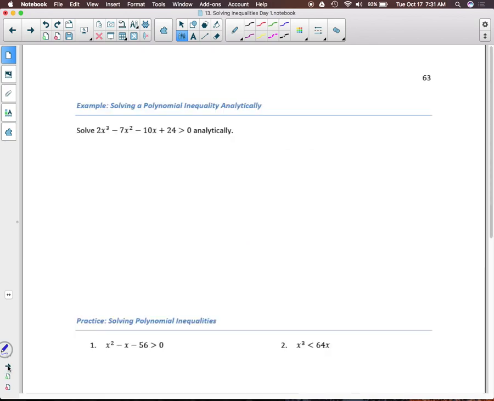So this one. Whew. We're going to try to do it analytically, so that means without the calculator. What that means is I basically need to try to factor this. Now, first guess would be to maybe try to factor by grouping, but I don't think that's going to work.